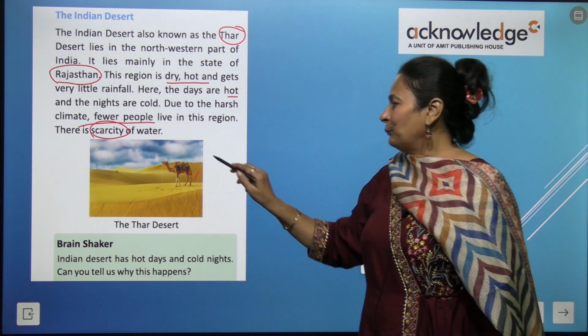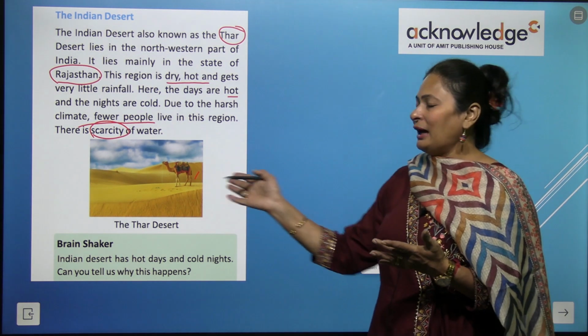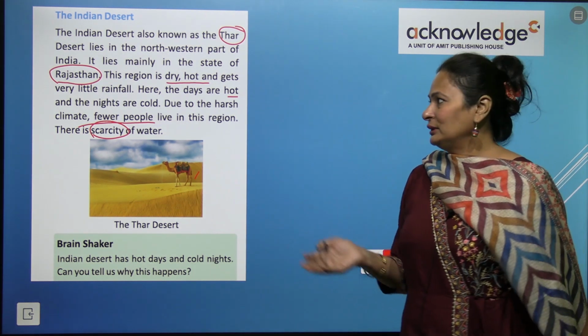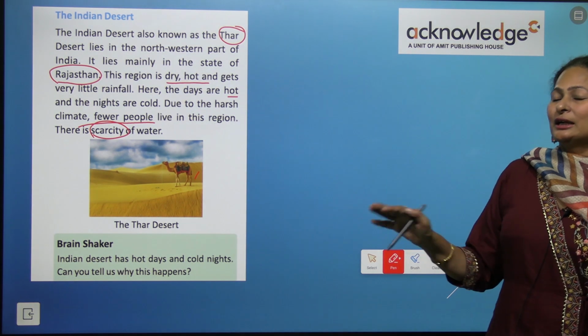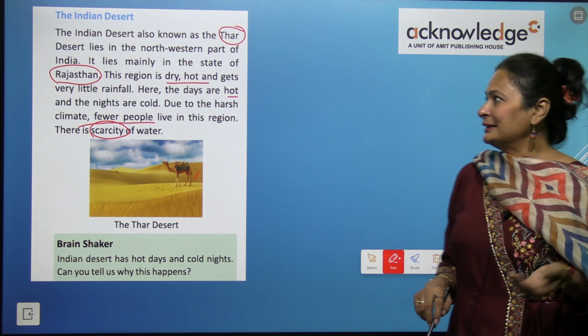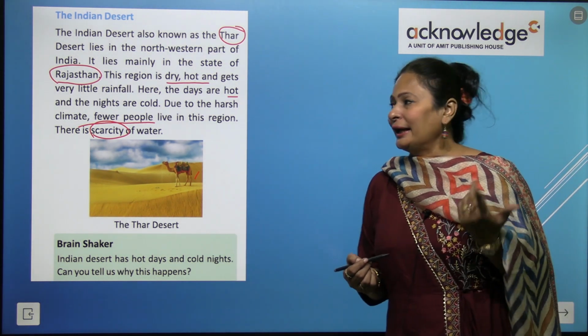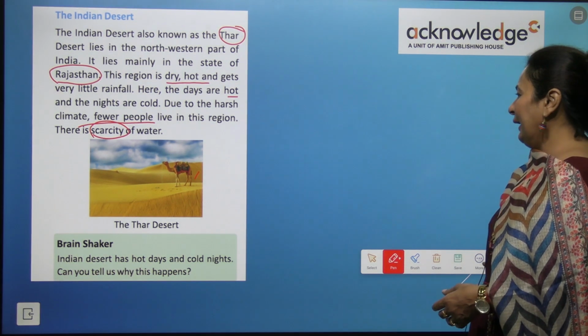This is the shape of desert. We have learnt about the shape of desert. We travel by camel in the desert region. So Rajasthan is the state which covers the desert region. It is also called the Thar desert, and the climate is very hot and dry and cold at night.